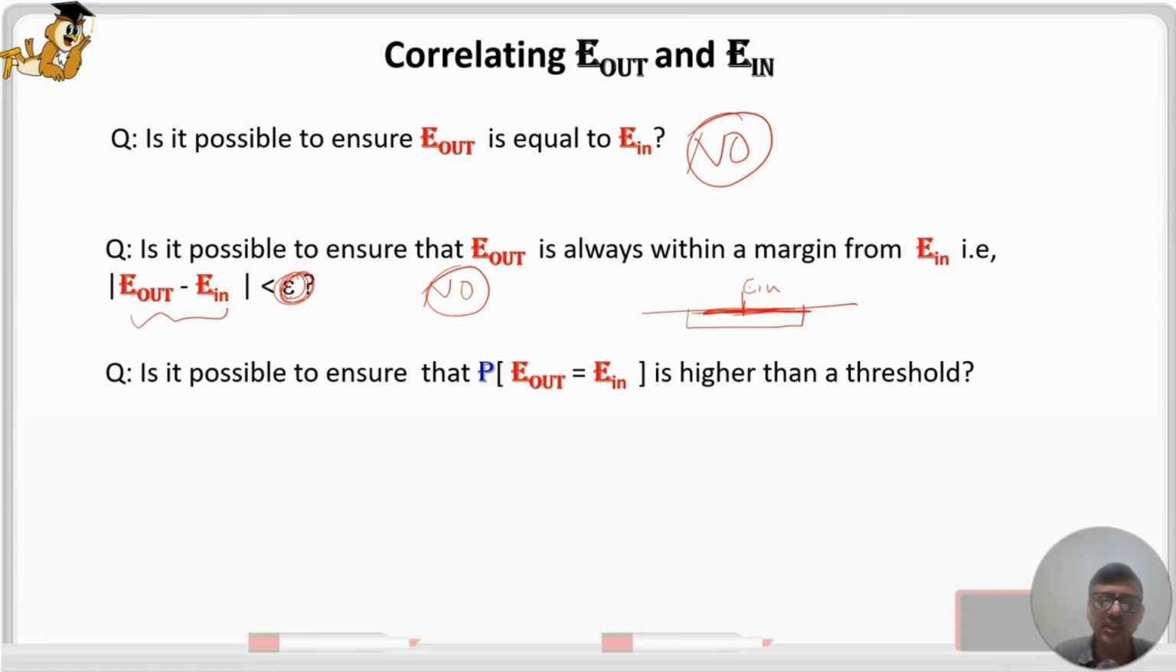So a lot more becomes possible if you start dealing with probabilities, and therefore we've introduced probability, and we are asking the question, is it possible to ensure that the probability of E out being exactly equal to E in is higher than, say, a given threshold? And the answer to this question is again a no.